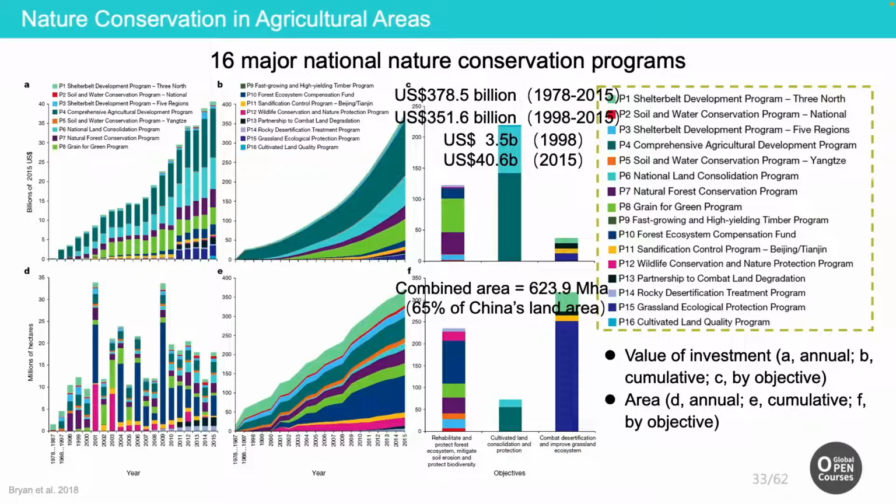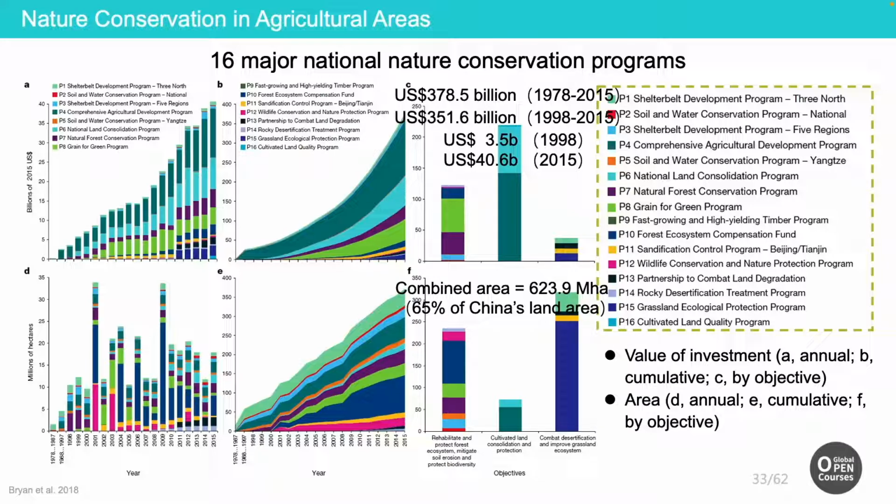Besides the increase in protected area, China has launched tens of ambitious ecological restoration projects, or nature conservation projects, across the country to protect its environment and restore degraded ecosystems. Here are listed 16 major nature conservation programs. For example, Soil and Water Conservation Program, 水土保持工程, Grain for Green Program, 退耕还林工程, and so on.